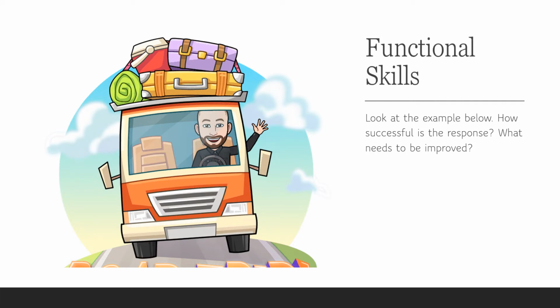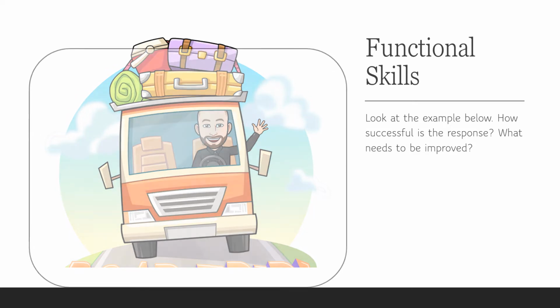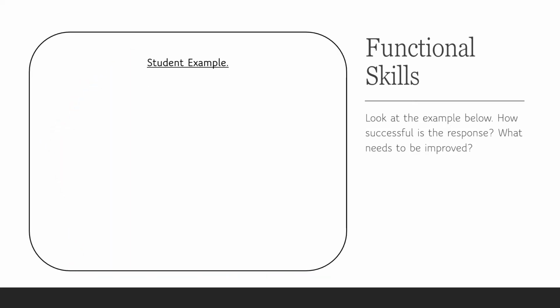Look at the example below. How successful is the response, and what needs to be improved? So what we've got here is a typical student example. As I go through, I want you to be thinking about the bullet points that are actually defined in the question. Again, if you need to pause the video and go back and double check them, please feel free to do so. And I want you to think, does it actually meet the criteria? Is it something that you would decide is successful, or something that needs to be changed or adapted?